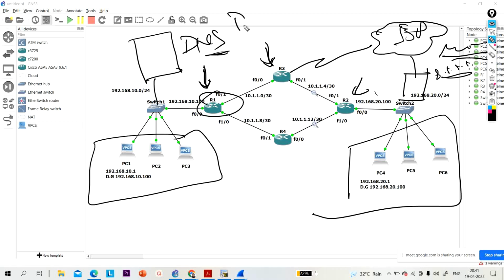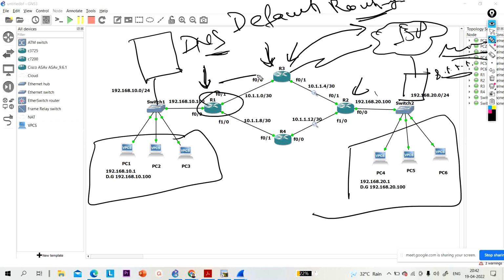We have default routing. Guys, I have to tell R3 that if you will not find any entry in the routing table for any network, you will forward that traffic towards ISP. If you receive some packet, and in that packet the destination is 8.8.8.8, you will look at the routing table. If they will not find any entry, what will R3 do? R3 will simply forward towards ISP.